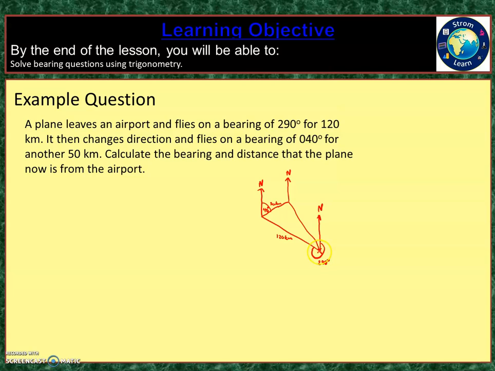I might extend this north line down. So this 290, I'm just going to scribble that out because I'm going to replace it with an angle of 180 degrees, which is going from north to south. And then an angle of 110 degrees, which is from south around, because 180 plus 110 gives me that 290. So that's 110.